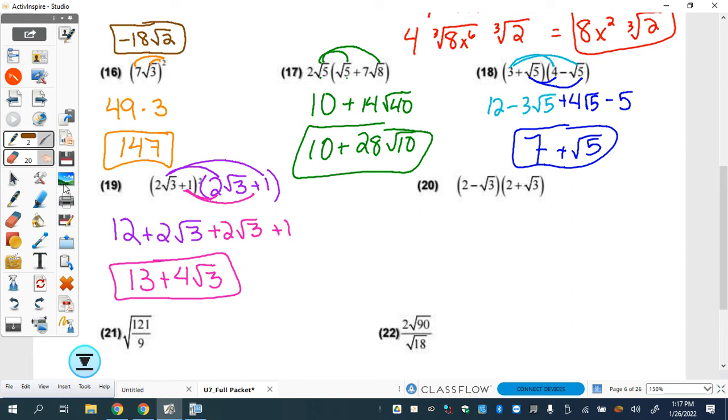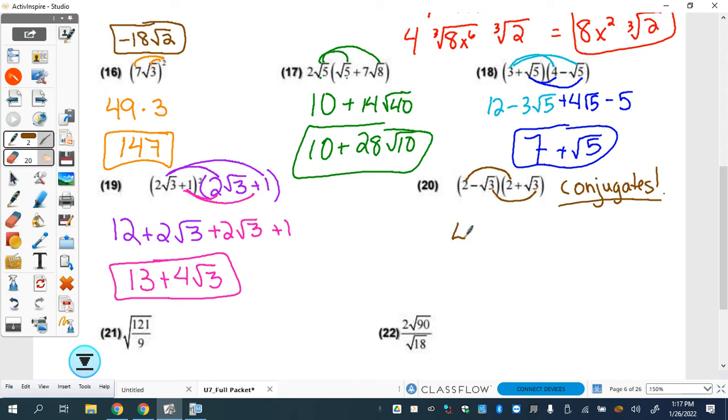So 13 plus 4 radical 3. Number 20. What are those called? Conjugates. Do you remember the awesome thing about conjugates when you're multiplying? It's easier. What do you have to multiply? Just the first and the last. With conjugates, remember, all you have to do are the first and the last.